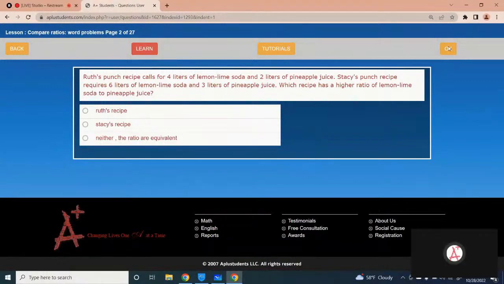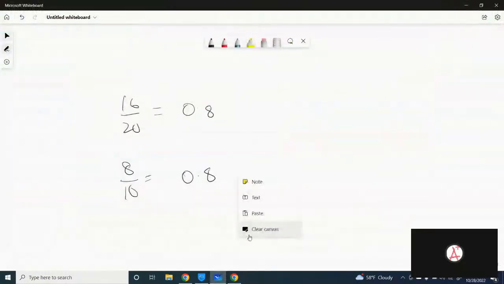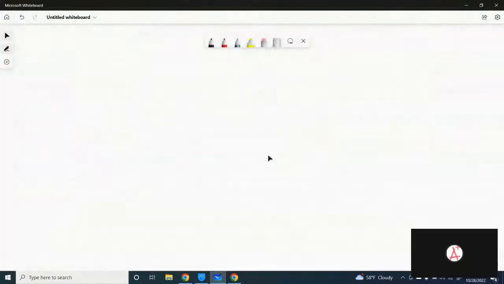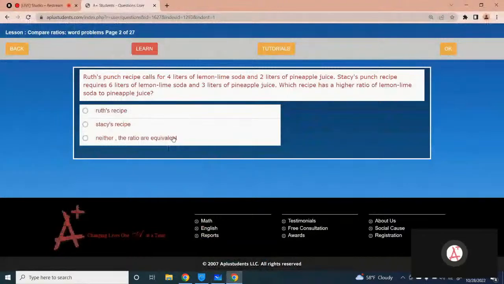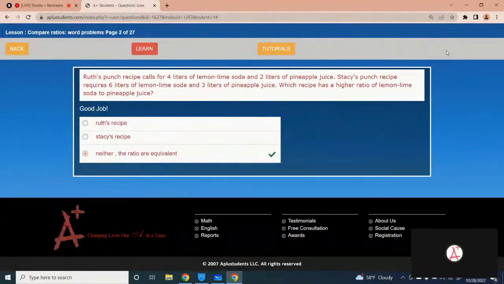So the fractions are 4 over 2 and 6 over 3. So 4 divided by 2 is 2 and 6 divided by 3 is 2. Oh, they are equivalent. Got it? So neither, the ratios are equivalent. Just select the correct option and then click on the OK button.